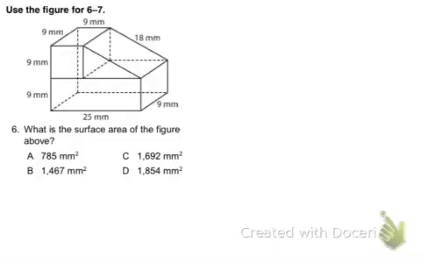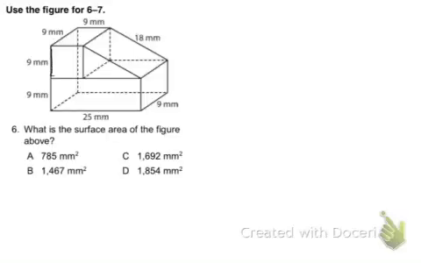Alright, let's take a look at problem 6 in the Module 4 study guide. We're going to find the surface area of this figure. There are three different shapes, three different times that we need to find the surface area. We have the rectangular prism on the bottom, the rectangular prism on the top left, and the triangular prism on the top right. So let's start with the one on the top left.